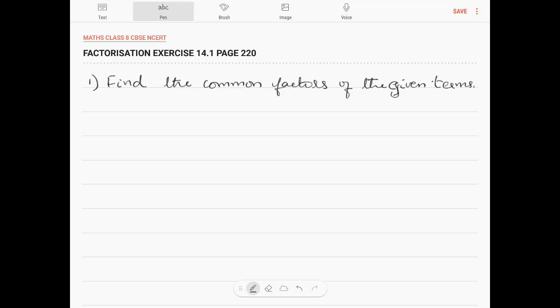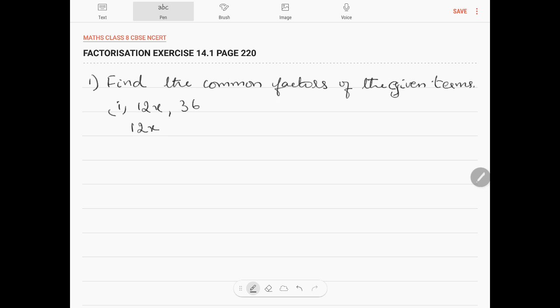Hi, let us discuss the topic factorization, chapter 14, exercise 14.1, page 220. Question number 1. Find the common factors of the given terms. Question number 1: 12x, 36.